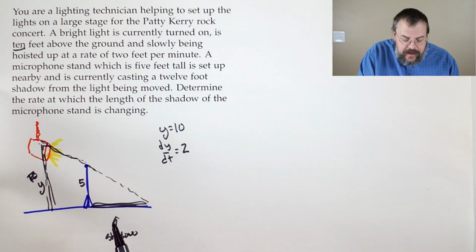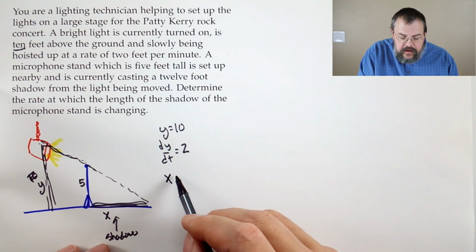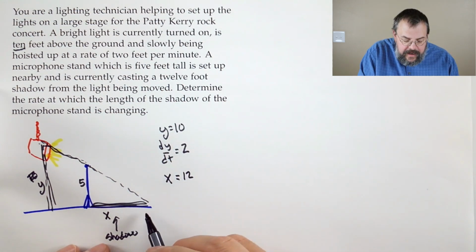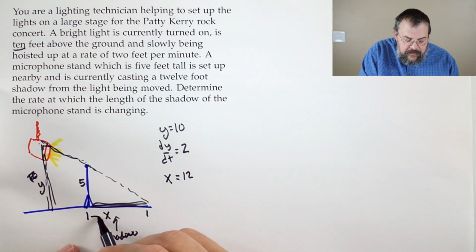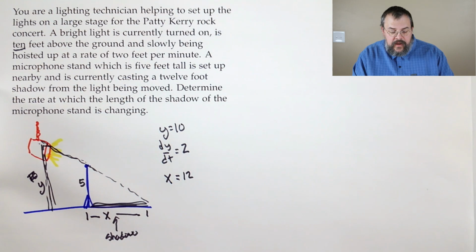So we shouldn't just write down the fact that it's 12. We should give it a name. So let's call it x. So what do we have? We have that x is 12 because it's a 12-foot shadow. So when I talk about x, specifically x is the length of the shadow. All right, so there's what x is.